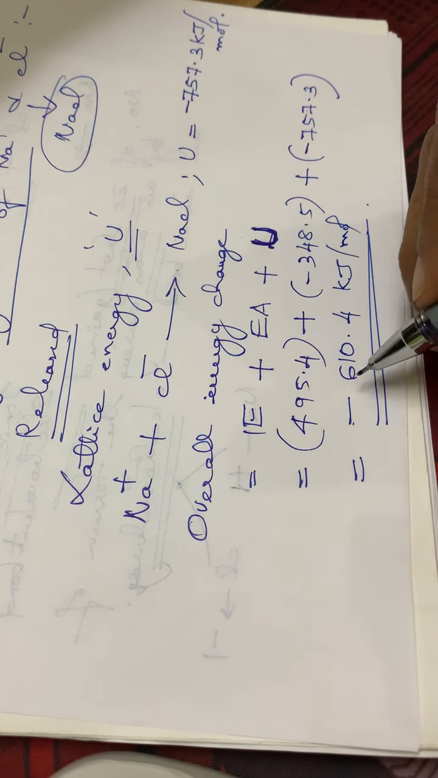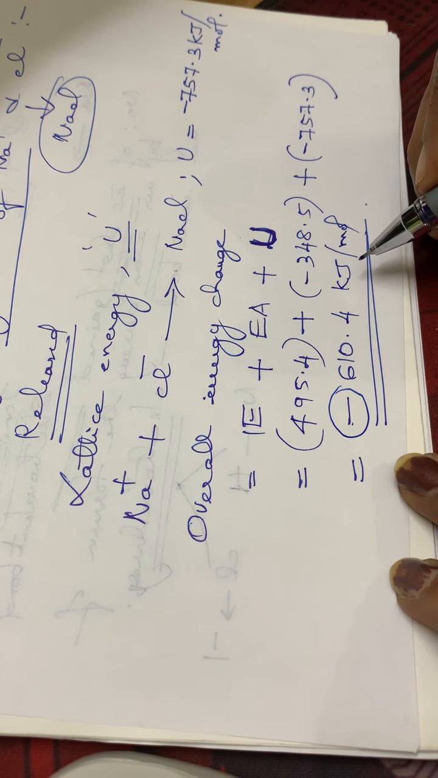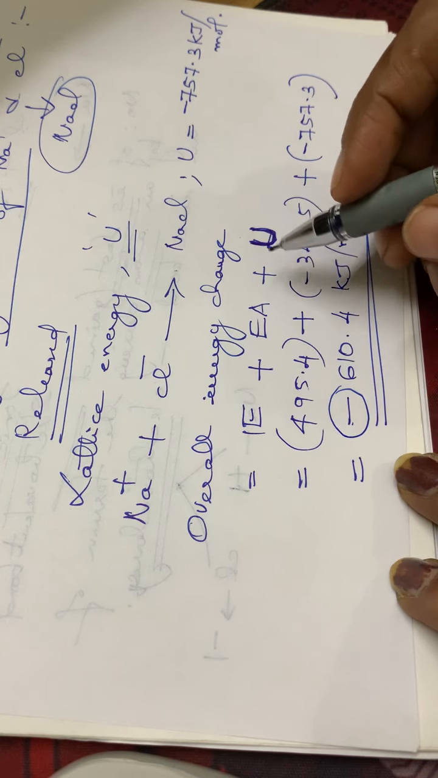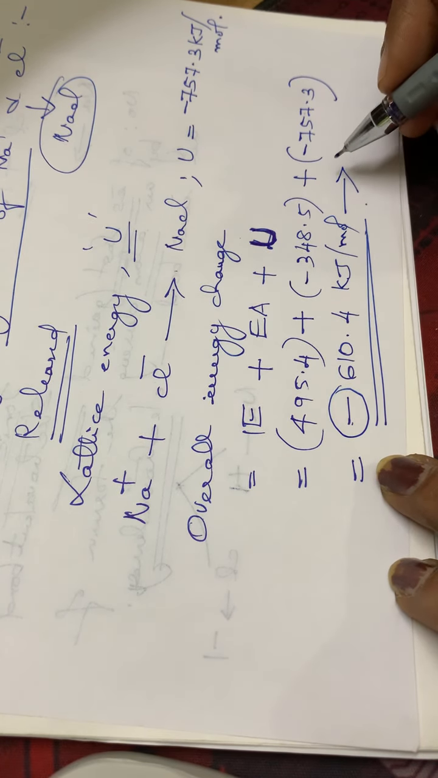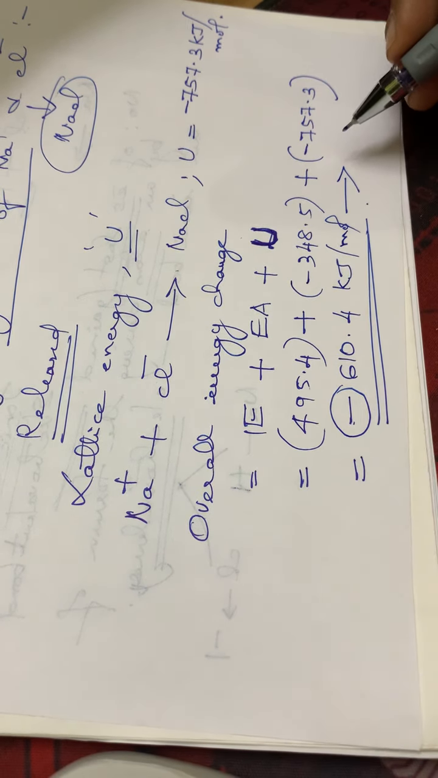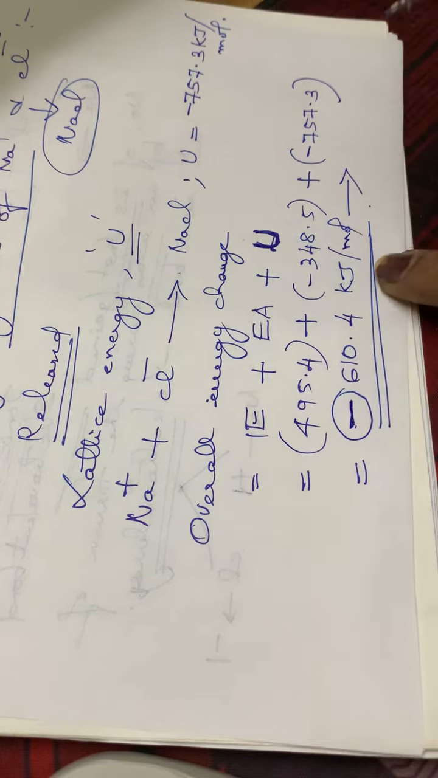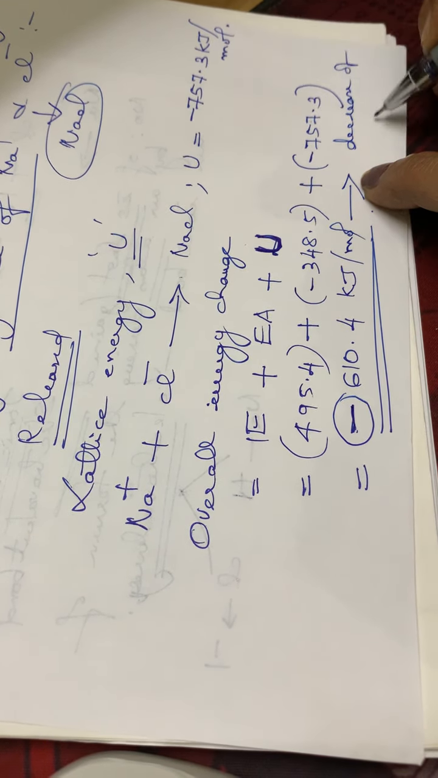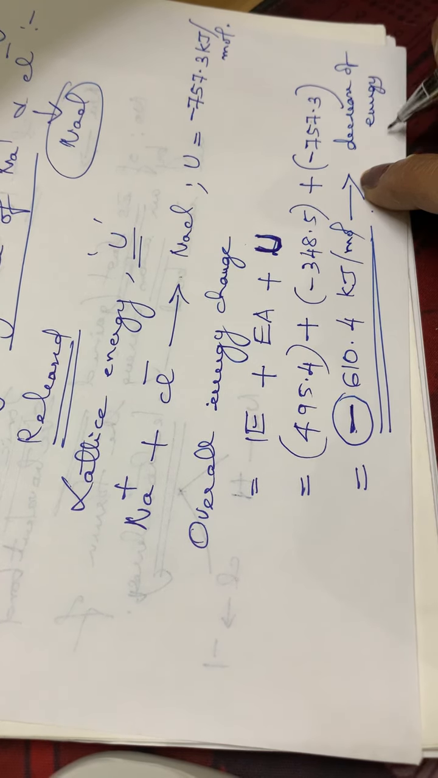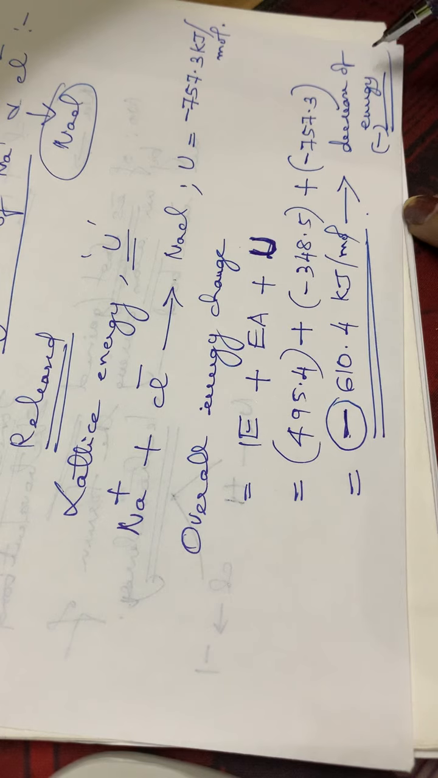See here, this value, it is having a negative sign, isn't it? Minus 610.4. That means that the formation of sodium chloride is accompanied by a decrease in energy. That is what this negative sign indicates. Okay, so the formation of sodium chloride is accompanied by a decrease of energy. That is why a negative sign is there. Okay, so here this is the reason.